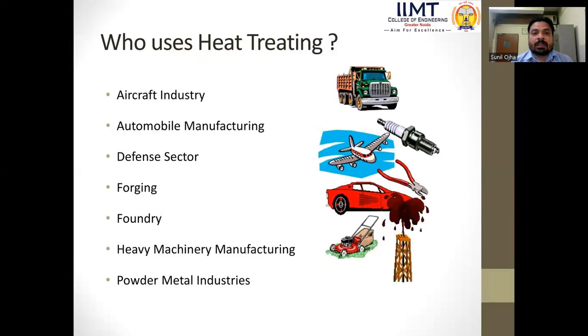So who uses heat treating? Heat treatment is vastly used in various industries: the aircraft industry, where parts are heat treated, automobile manufacturing industries, the defense sector, forging, foundry, heavy machinery manufacturing, and powder metal industries. In all these sectors, product parts use the heat treatment process to change the mechanical properties of the material.